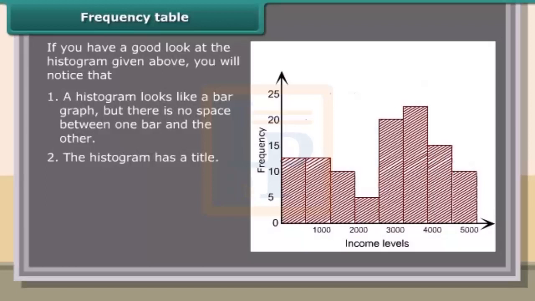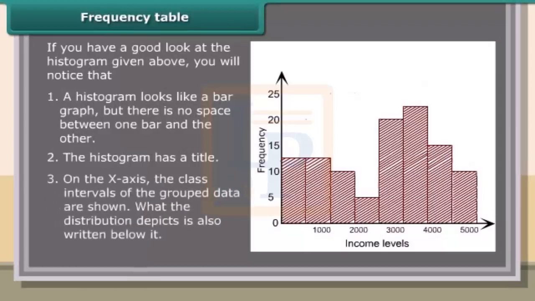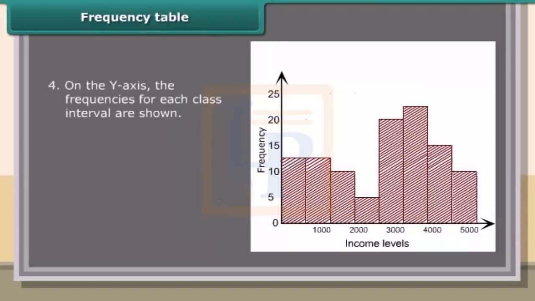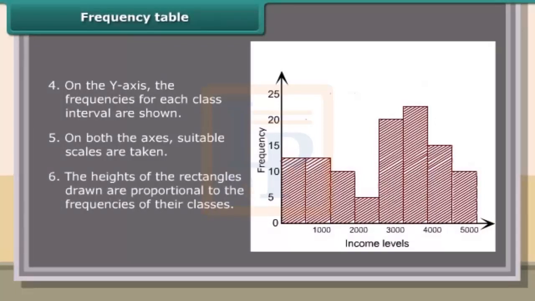2. The histogram has a title. 3. On the x-axis, the class intervals of the grouped data are shown. What the distribution depicts is also written below it. 4. On the y-axis, the frequencies for each class interval are shown. 5. On both the axes, suitable scales are taken. 6. The heights of the rectangles drawn are proportional to the frequencies of their classes.